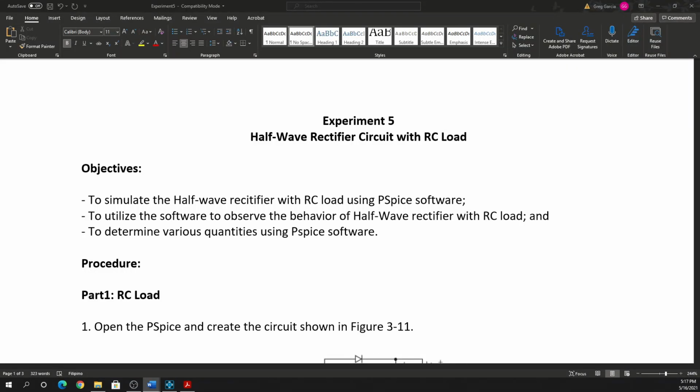Welcome to experiment number 5, and today we will create and simulate a half-wave rectifier circuit with RC load. The objectives of the experiments are: number 1, to simulate the half-wave rectifier with RC load using the Pspice software. Number 2, to utilize the software to observe the behavior of a half-wave rectifier with RC load. And number 3, to determine the various quantities using the Pspice software.